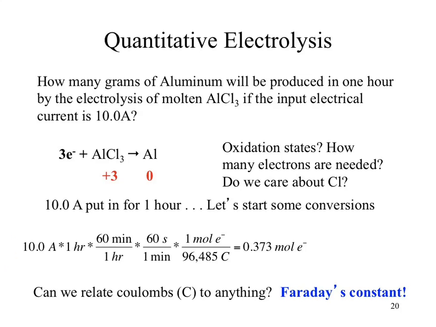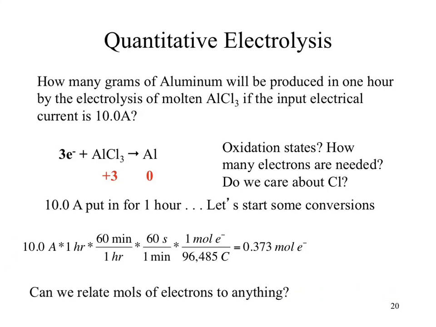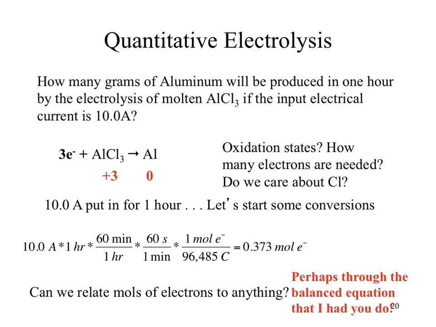Faraday went through and did our conversion for us, so we can now incorporate that conversion. We can convert our coulombs into moles of electrons. Can we convert moles of electrons into anything? Say through a balanced equation. We know that the moles of electrons are related to the moles of aluminum. 3 moles of electrons is equal to 1 mole of aluminum. So after putting in that current for an hour, I would expect to generate 0.124 moles of aluminum.